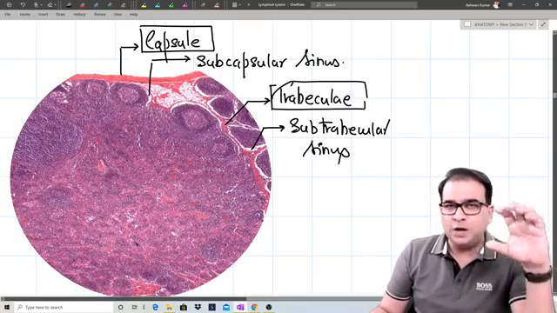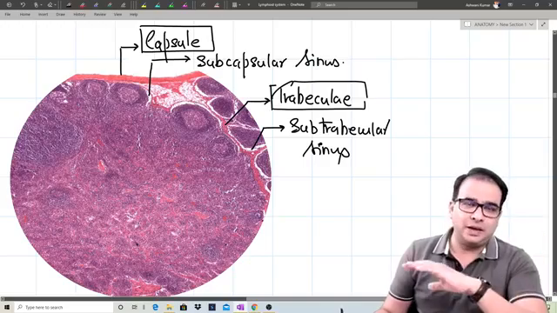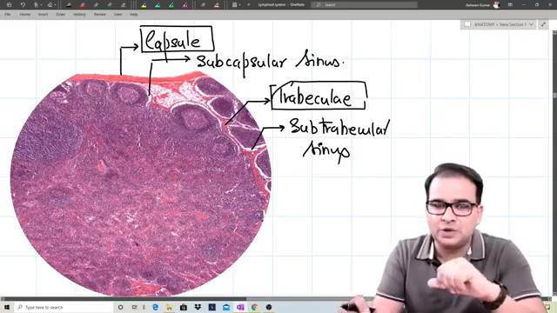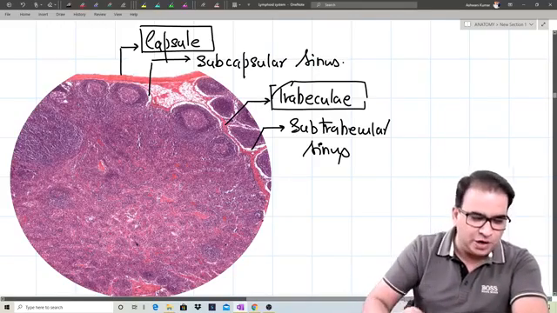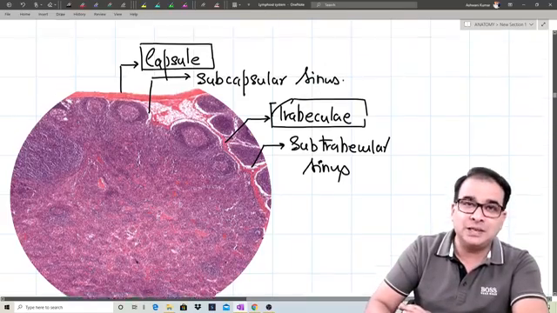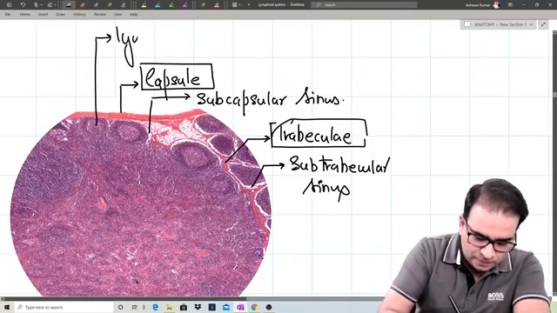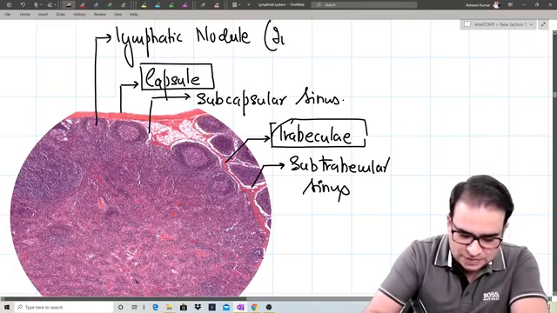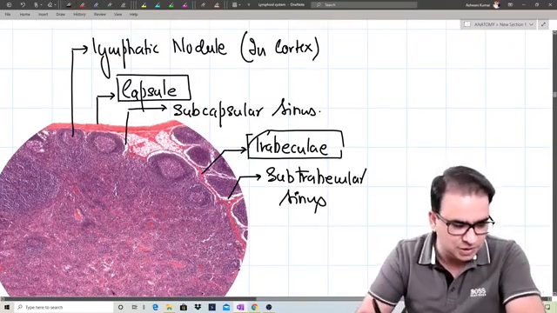So one thing is that we do have cortex and medulla in the case of the lymph node, and that is not the case in spleen. When we go to the slide of the spleen, there will be no cortex and medulla, so it's all mixed up there. So we do have a cortex and medulla, and what you can see here is that lymphatic nodules are essentially present in the cortex part here. So these are the lymphatic nodules, which as I said are present essentially in the cortex region. They are only present in the cortex region here.